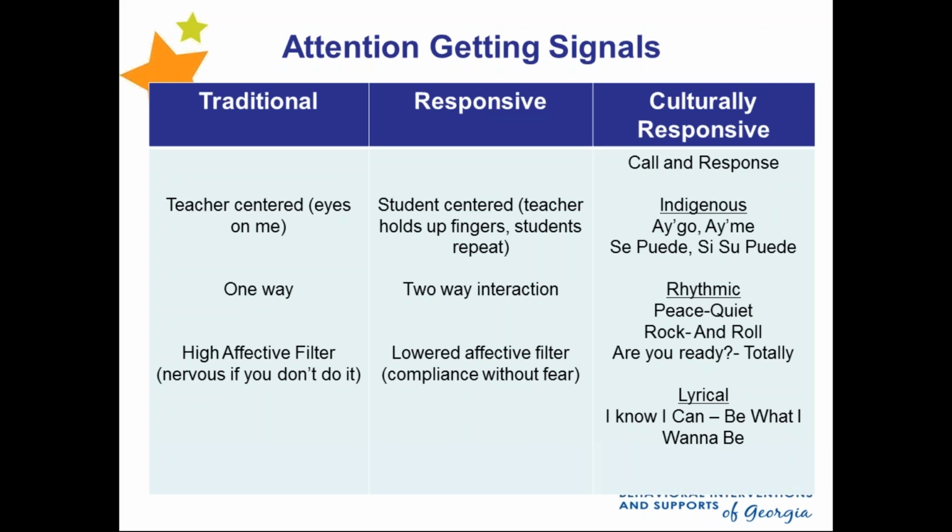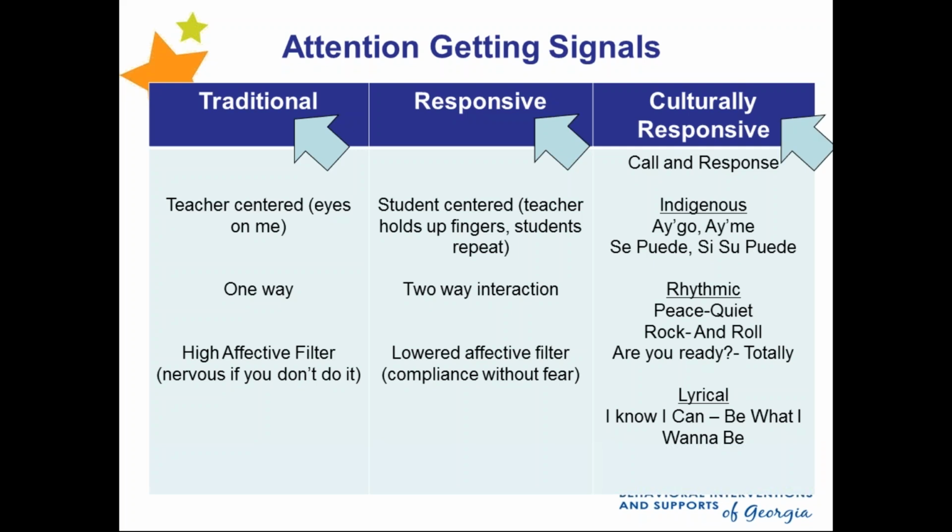Here are 3 types of attention-getting signals. The traditional format is teacher-centered, where communication is one way. This format can produce anxiety among students if they do not do it. An example would be the teacher giving a signal for eyes on me or turning out the lights. The next type is responsive. This signal uses two-way communication and requires a response from the students. It is less anxiety-producing for the students because they respond as a group.